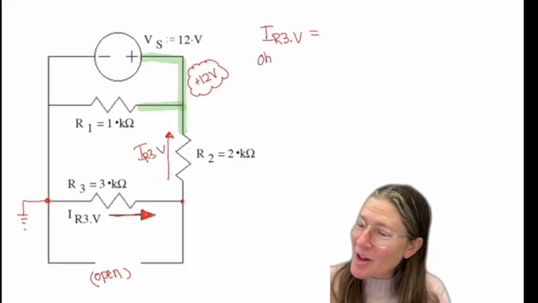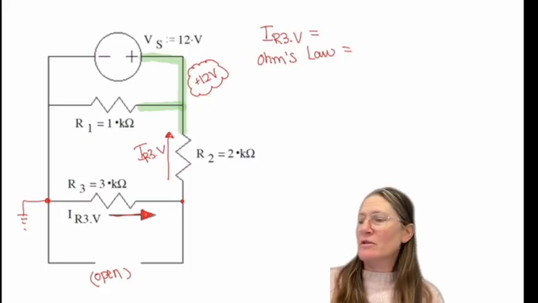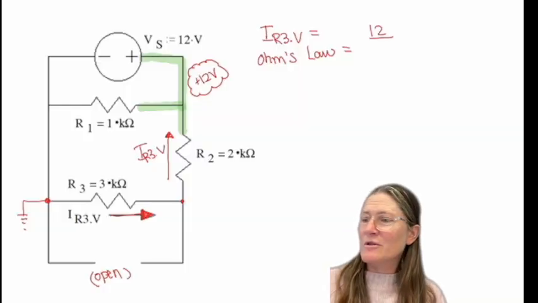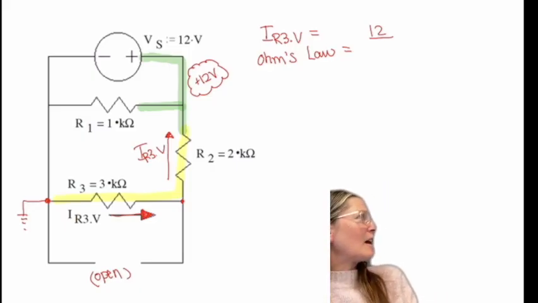Give me a hint, Ohm's law. What's the voltage across the resistors? 12. What the resistors are? So this is my pathway where current is going through it, right? So across that pathway is 12 volts.